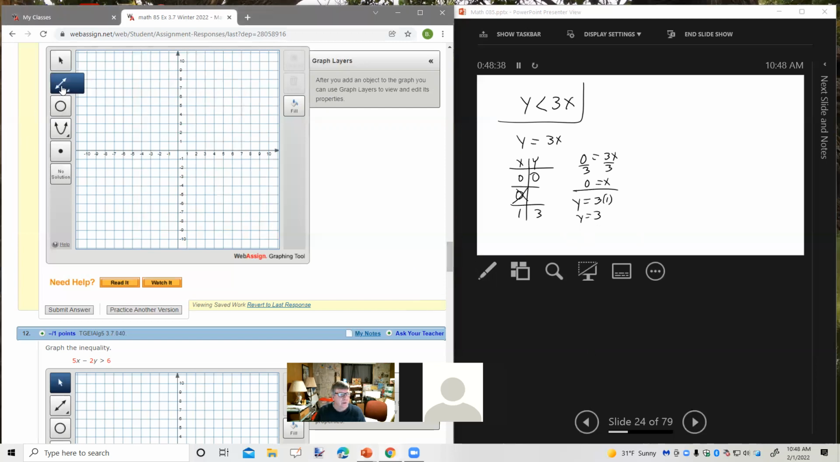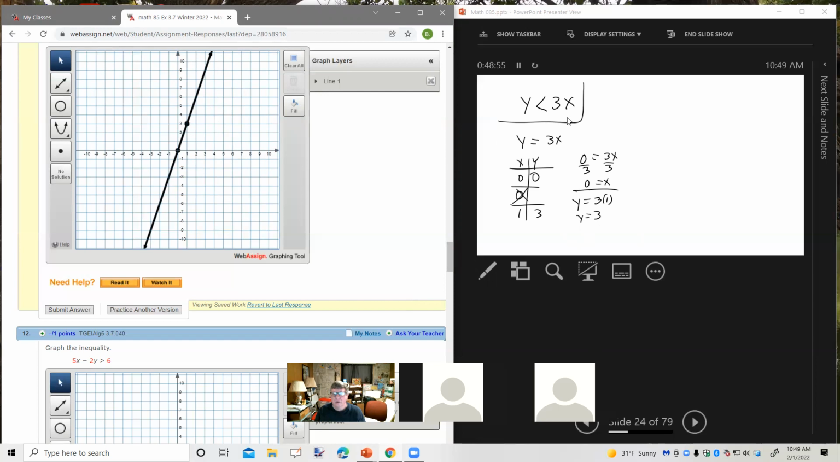Come over here and 0, 0, 1, 3. Let's verify that it says, yep, it's where I want it to be. Okay, solid line or dashed? Dashed. Correct. This down here is only to establish where the line would be. Because it does not include equals, it's going to be a dashed line. All right. Also, I can't use 0, 0 as a test point here because that's on that dotted line.